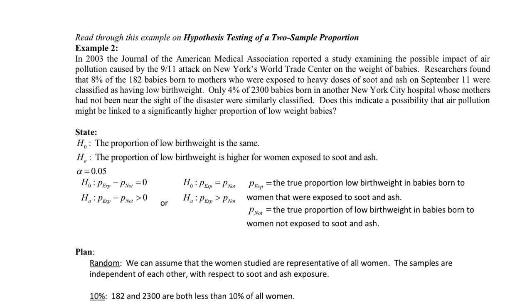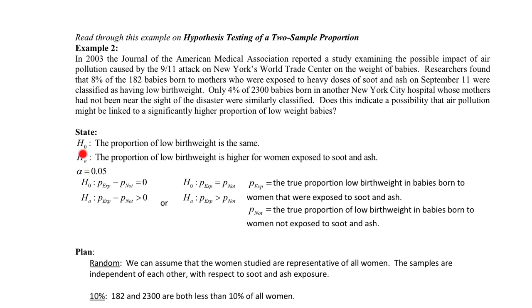When we move on to the next page, we're going to look at the hypothesis testing. So this is a new example. This time we are comparing, oh, this is sad, 182 babies born to mothers who were exposed to soot and ash from September 11, and then another 2,300 babies who were not born near the site. We want to see if that did affect the baby's birth weight.